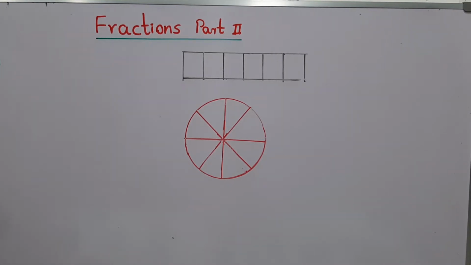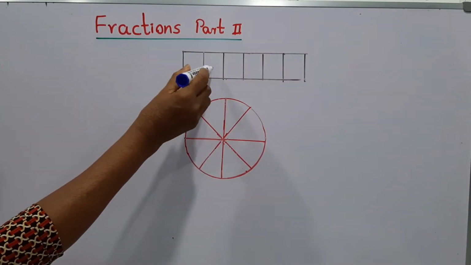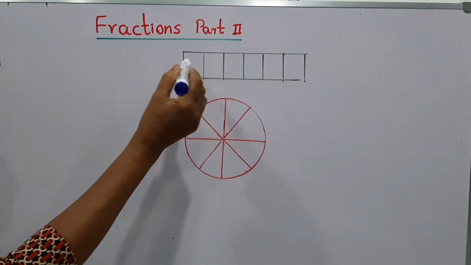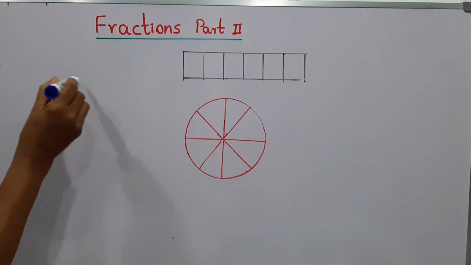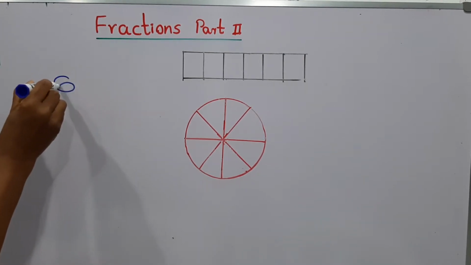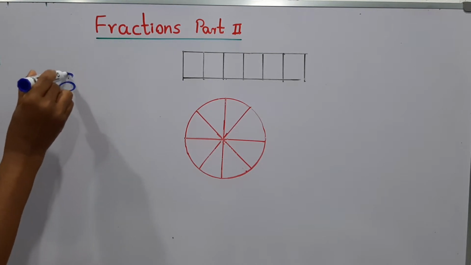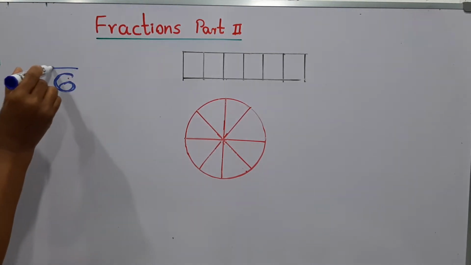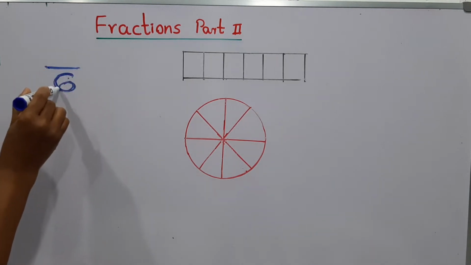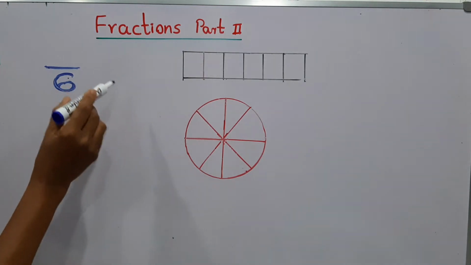Today our lesson is fractions. Now look at this figure. It is divided into 6 parts. 1, 2, 3, 4, 5, 6. Then I write 6. Look at here. I write 6 under a line. That is the divisional line. We learned this in our earlier lesson under part 1.